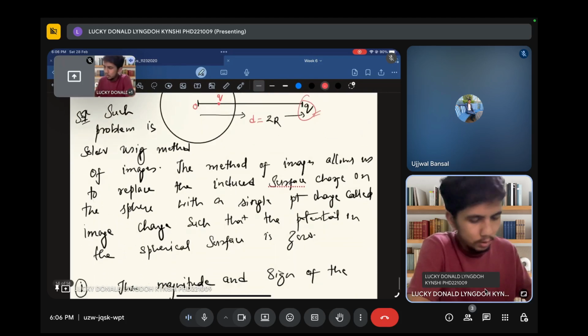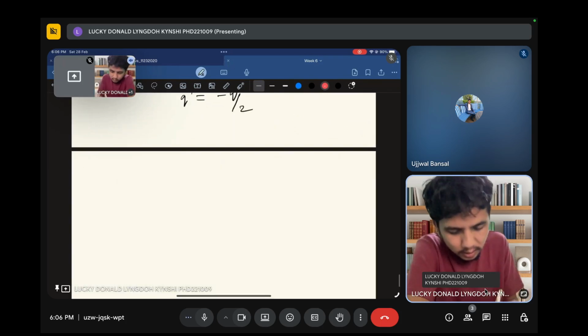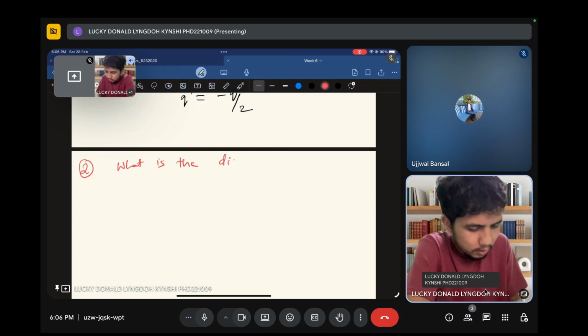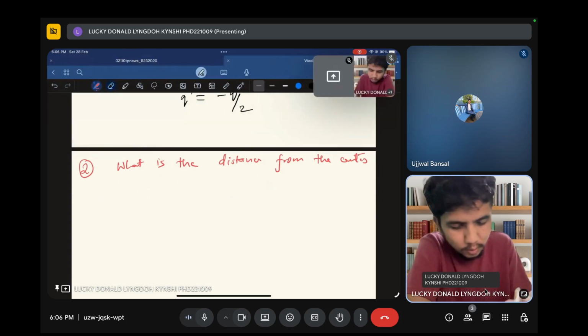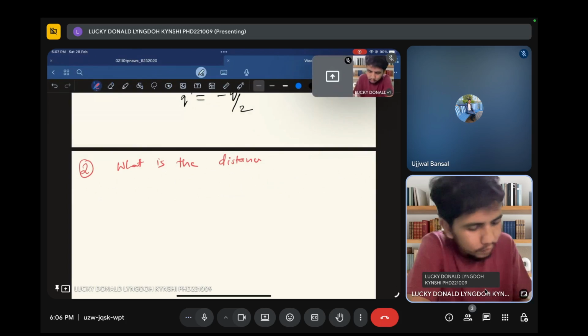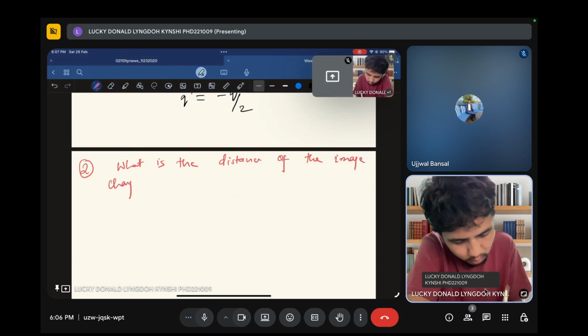Now the next question is, what is the distance of the image charge from the center? Let me write it to be clear. What is the distance of the image charge from the center?